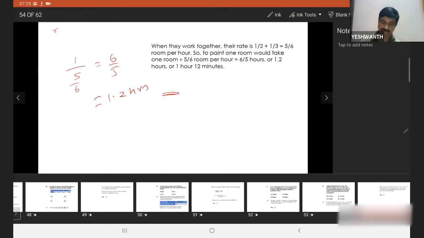So rate of Angel is 1 by 2. Rate of work. So rate of Barbara is 1 by 3. So one work by total time, speed is 5 by 6. So that is 6 by 5. Okay. Please note it fast, quick.